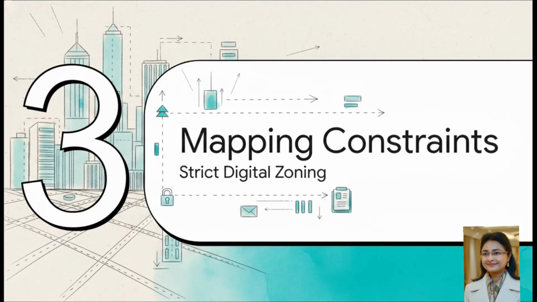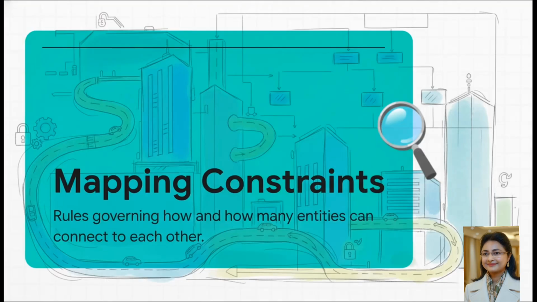Section 3, Navigating Mapping Constraints. Now let's look at the zoning laws of our digital environment. Because obviously a city can't just be a free-for-all, right? We need rules. We need strict zoning laws for our digital world. Enter mapping constraints. These are the strict rules governing how and how many entities can actually connect to one another. If the entities are our buildings, mapping constraints dictate the literal traffic flow between them. They make absolutely sure that our database mathematically reflects the reality of the business rules we're trying to model.